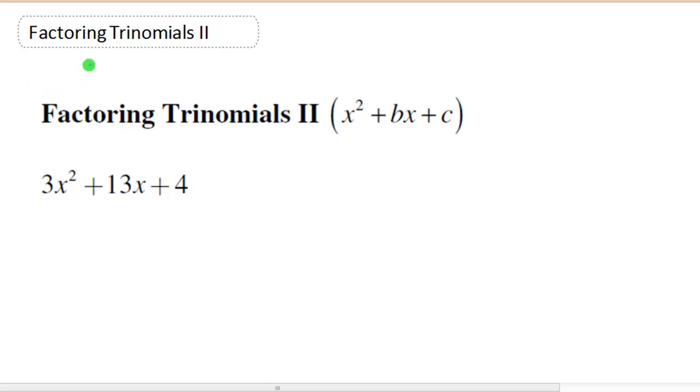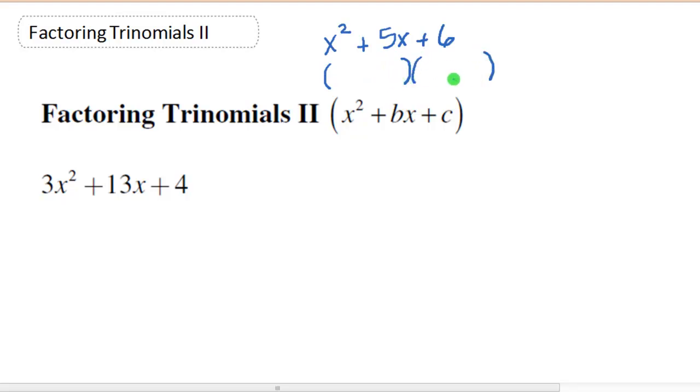In this video, we're going to continue our factoring techniques that we started in the last video, Factoring Trinomials 1. If you recall, in Factoring Trinomials 1, we were factoring trinomials where the x squared term had a coefficient of 1. So, for example, we might factor something like this, x squared plus 5x plus 6. And we used a technique called trial and error in the last video.